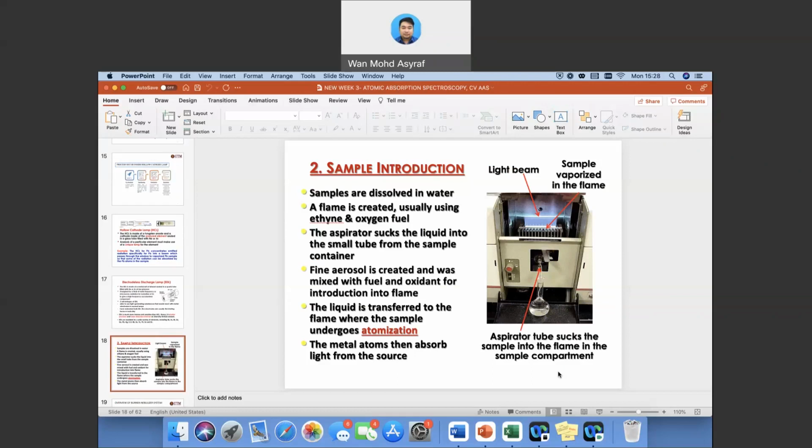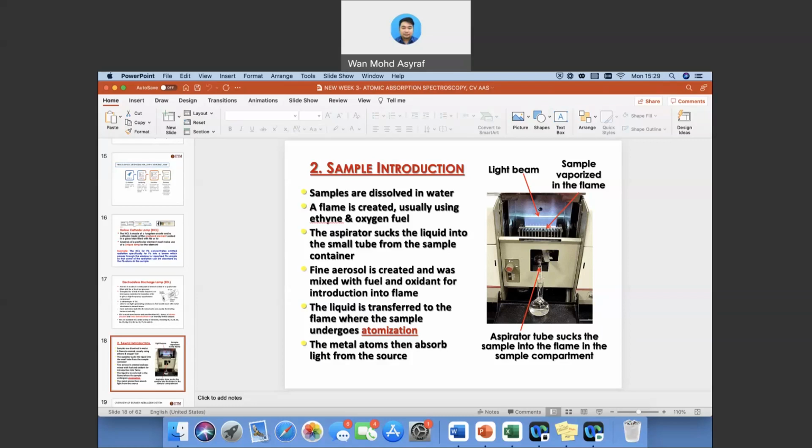For sample introduction, the samples are dissolved in water. So you can know straight away that for AAS, you need your sample to be in liquid form. The sample is dissolved in water, and then the flame is created usually using acetylene and oxygen fuel. There is an aspirator here. This is your sample diluted in water, and the aspirator would suck the liquid into a small tube from the sample container.